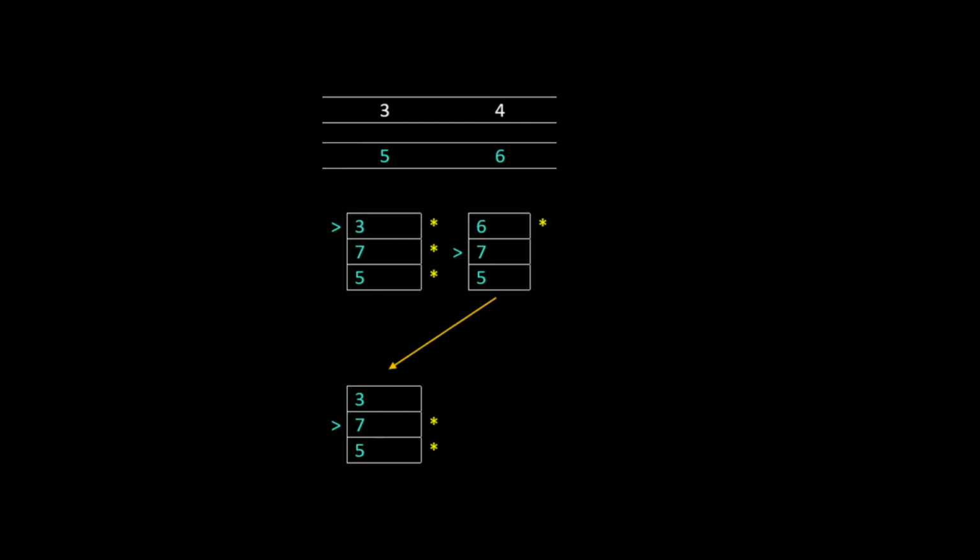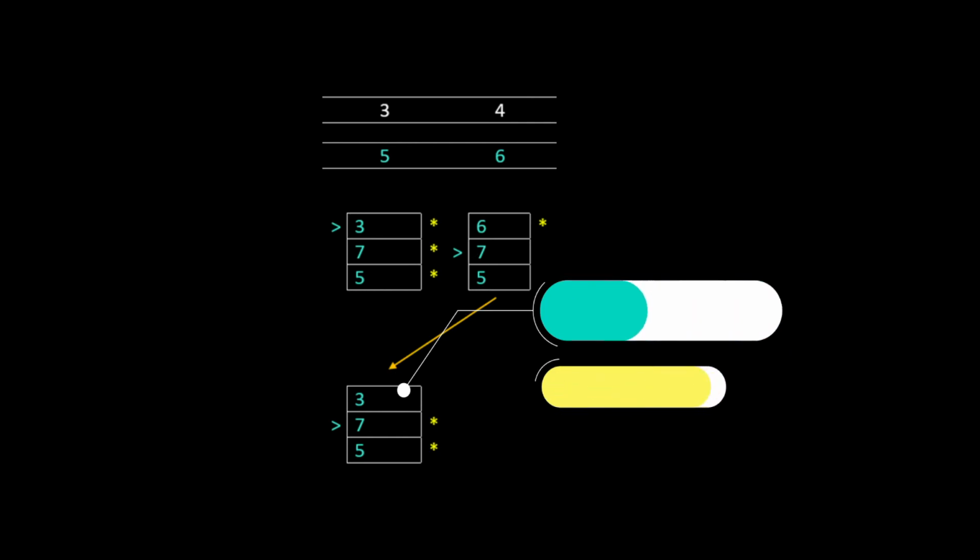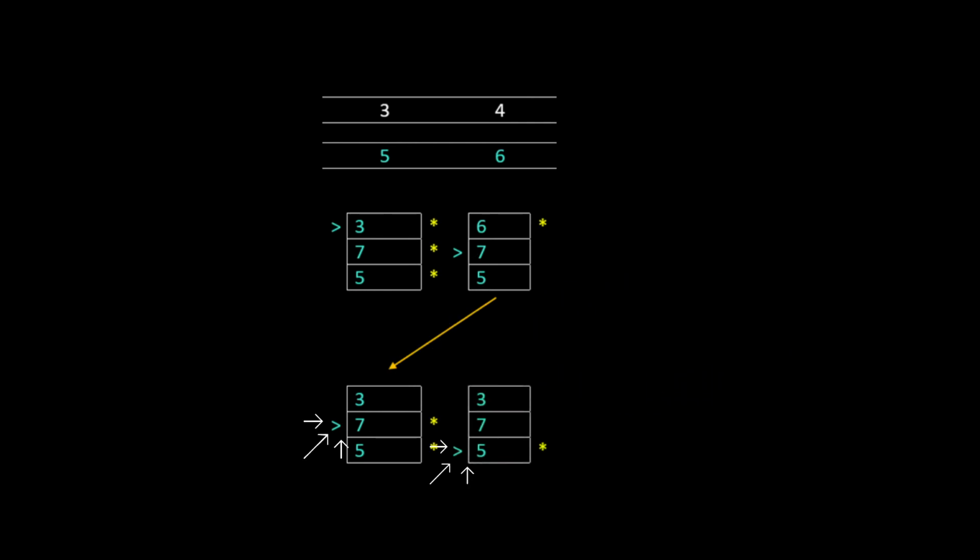So what will happen next is the arrow pointer will move to the next frame pointing to 7, and 7 will lose the use bit. Since 7 has the use bit, it cannot be replaced. Then the arrow pointer will move to the next frame pointing to 5. 5 also has the use bit, so it cannot be replaced with 6.